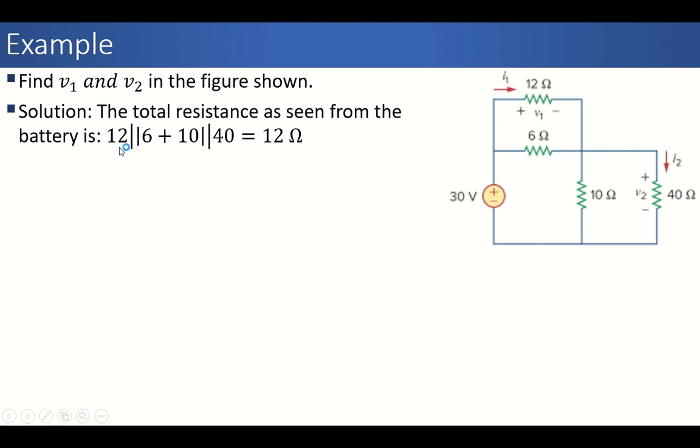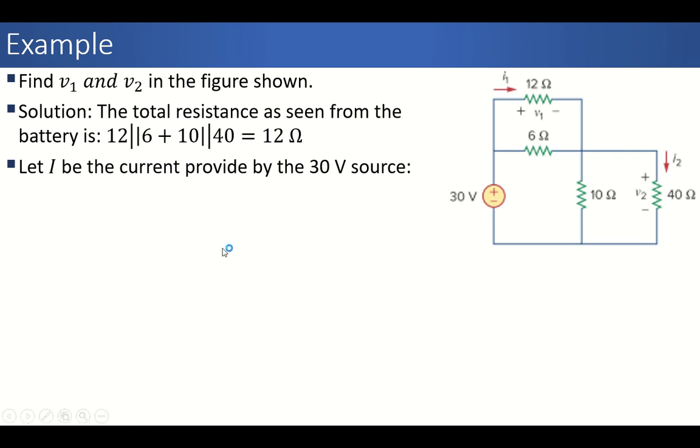So the total resistance as seen from the terminals of the battery is 12 in parallel with 6 plus 10 in parallel with 40. This will be 12 multiplied by 6 divided by 12 plus 6, plus 10 multiplied by 40 divided by 10 plus 40. So we can use the calculator. This will be 12 ohms. So this is the total resistance of the network.